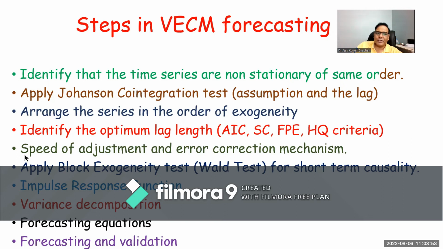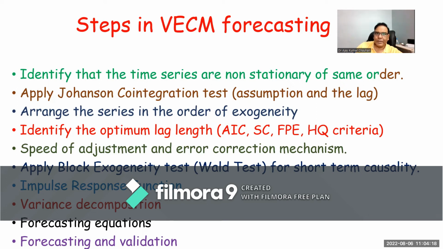Find out the speed of adjustment and the error correction mechanism, and analyze this. Apply the block exogeneity test for short-term causality. Then impulse response function, variance decomposition, forecasting and validation. These are the steps that we do in VAR also, and the same steps we follow in the VECM.